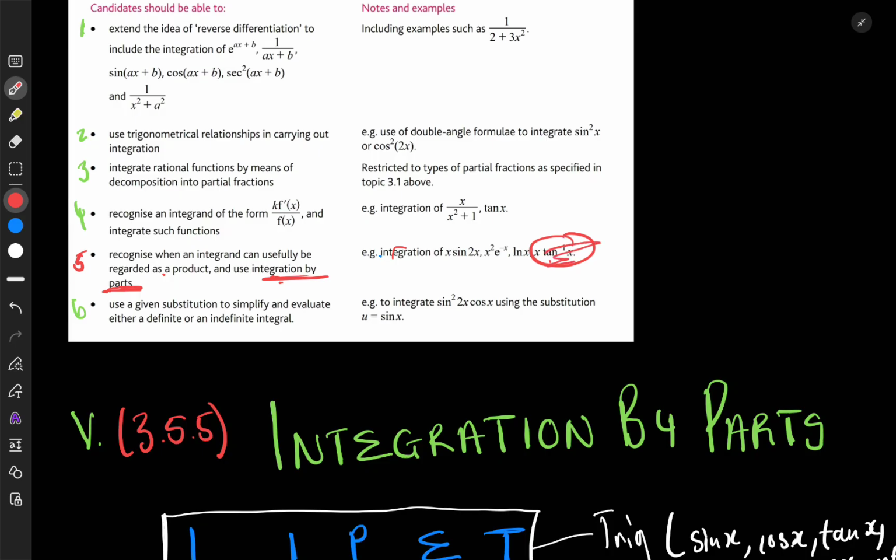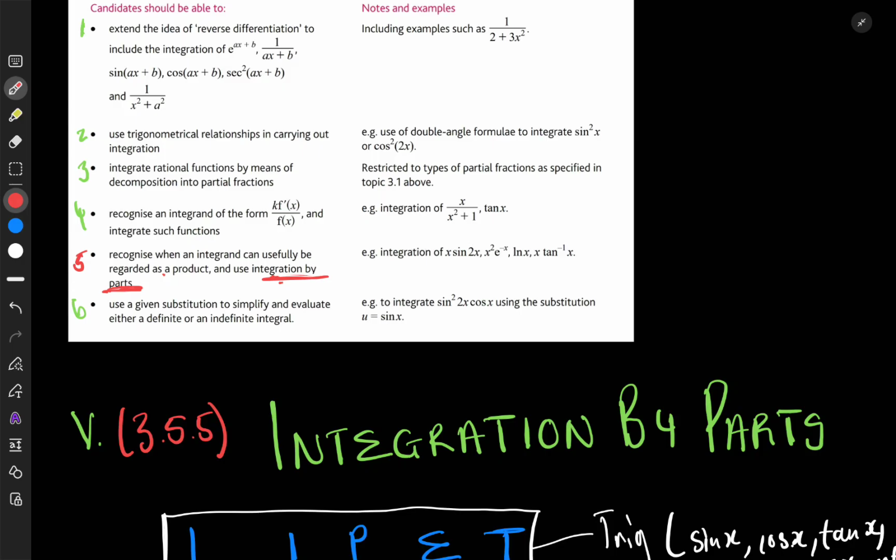Now here we have x tan inverse of x. Of course, it's by parts. Integration of x tan inverse of x. Of course, because x is a polynomial, tan inverse is an inverse trig. So there we go. That is it. These are the situations. Once you see it, we have to use by parts.